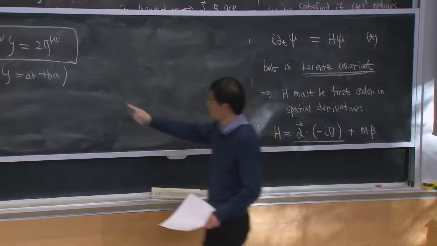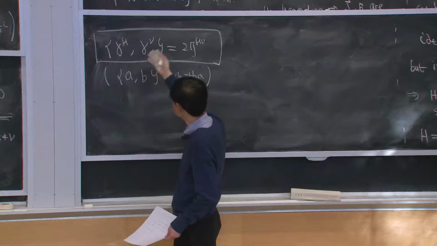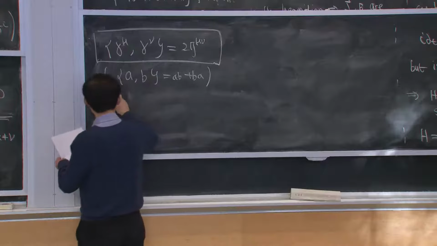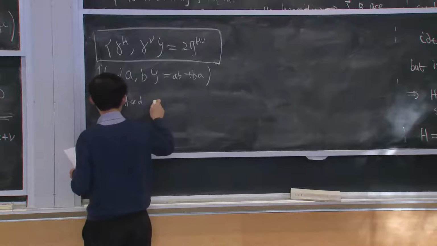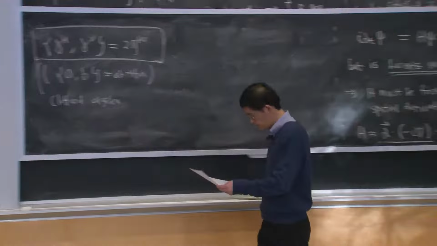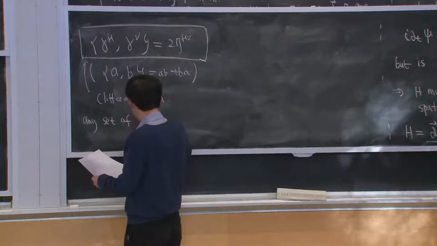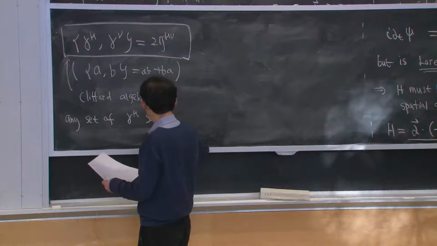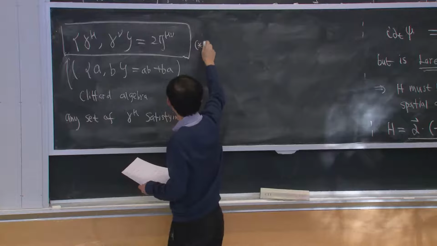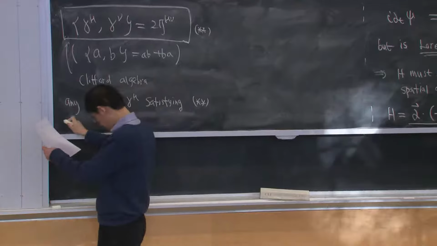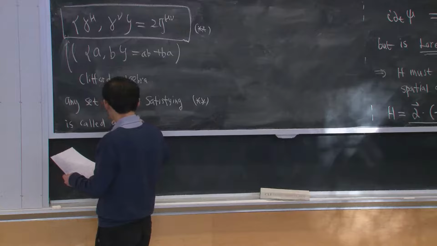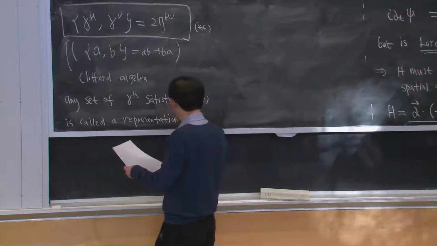And so this equation, a mathematician of course studied this, a mathematician would say this is a beautiful object, and so it's now called Clifford algebra. So this object is called Clifford algebra. And any set of gamma mu, a set of four matrices satisfying this equation, let me call it star, is called a representation of this Clifford algebra.